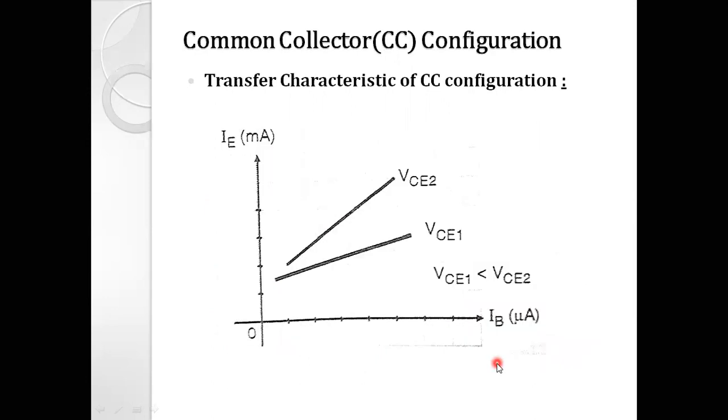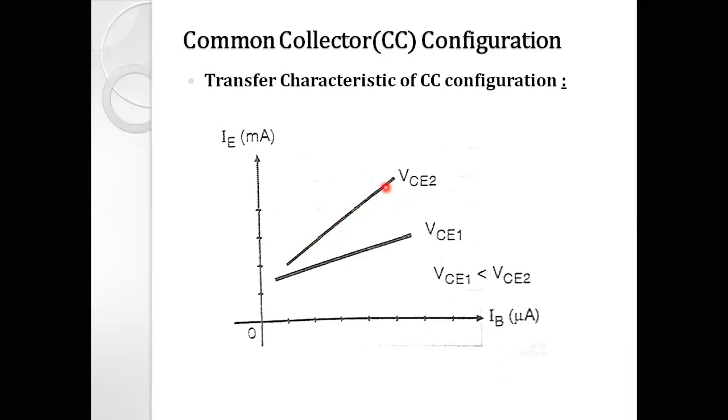Moving ahead, the transfer characteristic for common collector configuration. The transfer characteristic is the relation between the output current and the input current. Here the output current is the emitter current and the input current is the base current. So you can see that for different values of output voltage, for VCE1 the relation between IE and IB is this graph, and for VCE2 the relation between IE and IB is this graph.